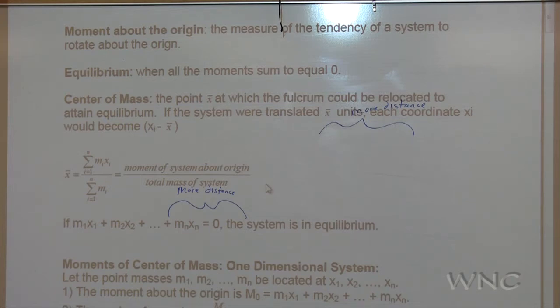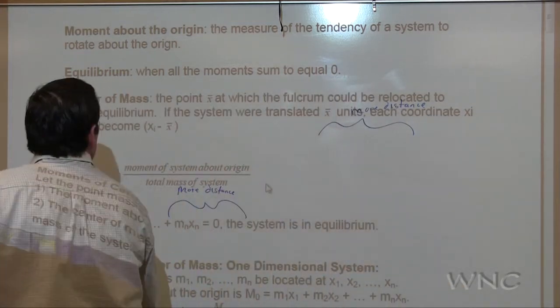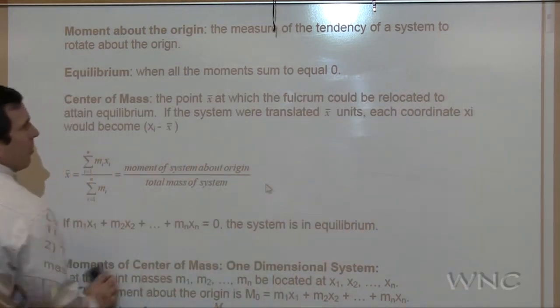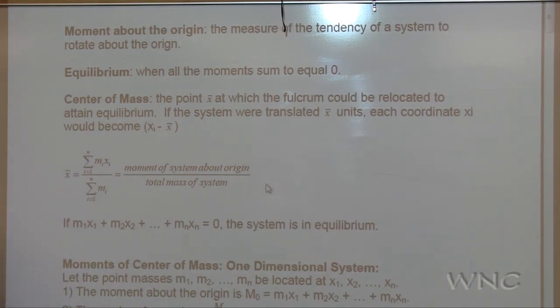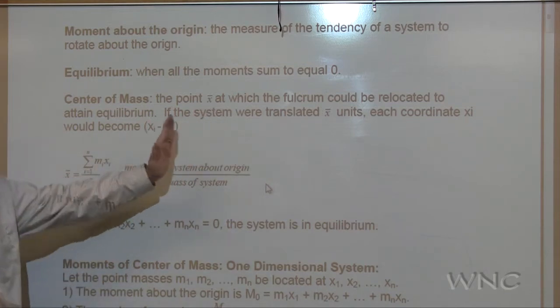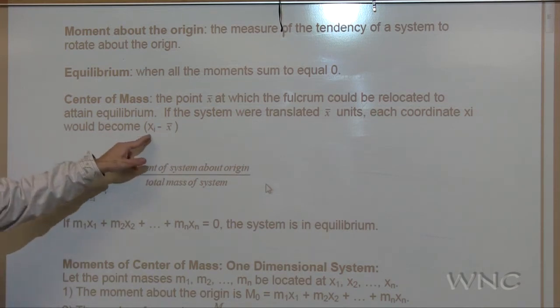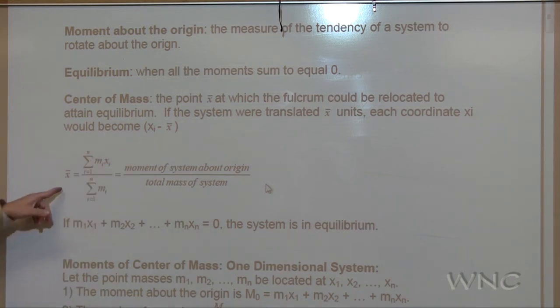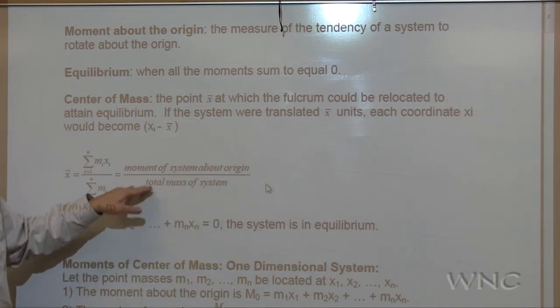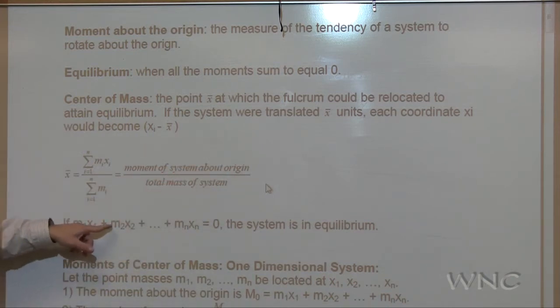Moment about the origin. The measure of the tendency of a system to rotate about the origin. Equilibrium is when all the moments sum to 0. So center of mass, the point x bar at which the fulcrum could be relocated to attain equilibrium. If the system were translated x bar units, each coordinate xi would become xi minus x bar. So x bar is going to be the sum, as i goes from 1 to n, of mi xi, each mass times its respective distance from the origin, divided by the sum, i from 1 to n, of mi, or the sum of all the masses. So it's the moment of the system about the origin divided by the total mass of the system. So if m1 x1 plus m2 x2 plus mn xn equals 0, the system is in equilibrium.